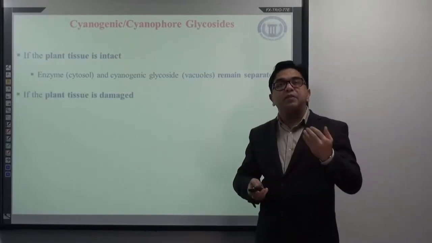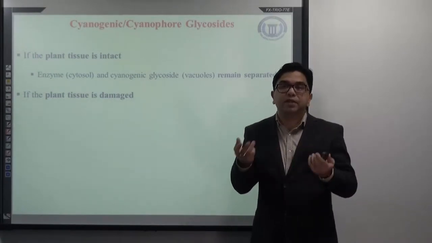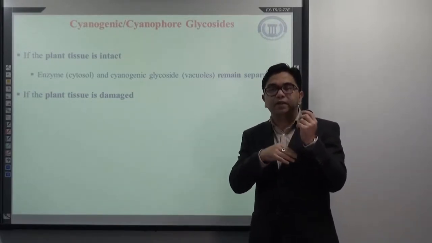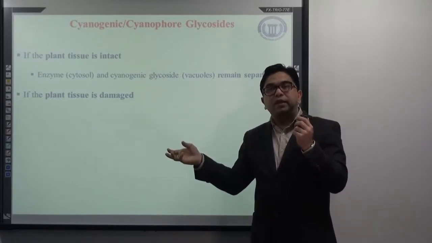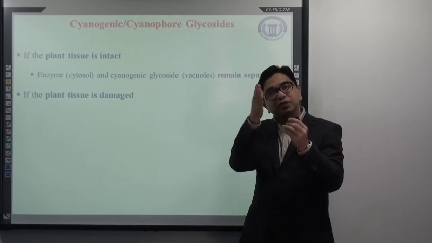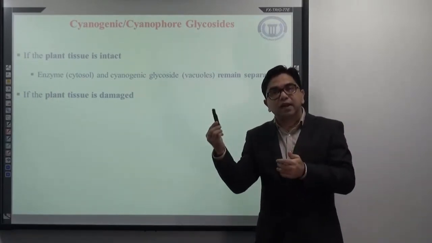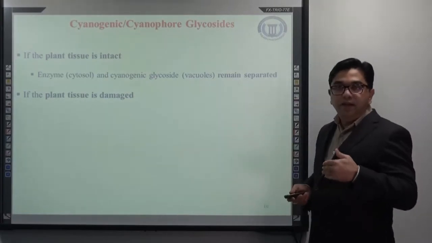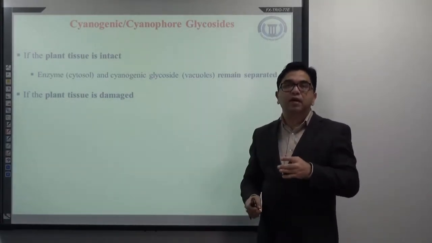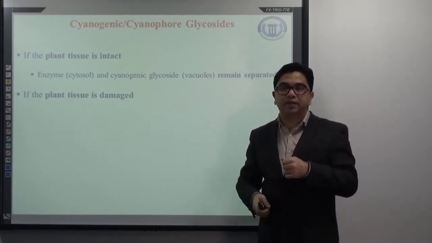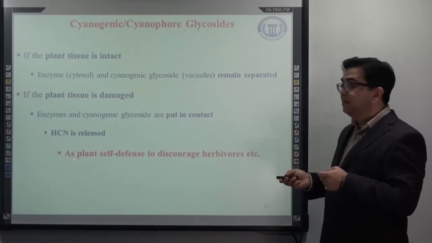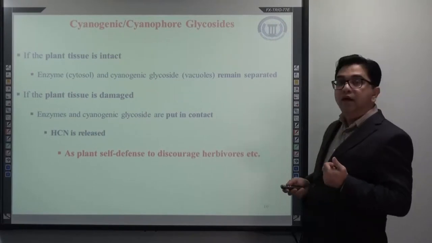But if there is any damage to the plant tissue, imagine a cow or cattle comes and eats part of the plant, the tissue gets damaged. At that time the enzymes and the cyanogenic glycoside come together, and the enzyme causes the hydrolysis of the cyanogenic glycoside to release the HCN, which is toxic to the herbivores. This process happens to discourage herbivory and protect the plant against further damage. As I mentioned, enzymes and cyanogenic glycosides are put in contact when there is damage in the plant tissue, and HCN is released as a plant self-defense mechanism to discourage herbivores.